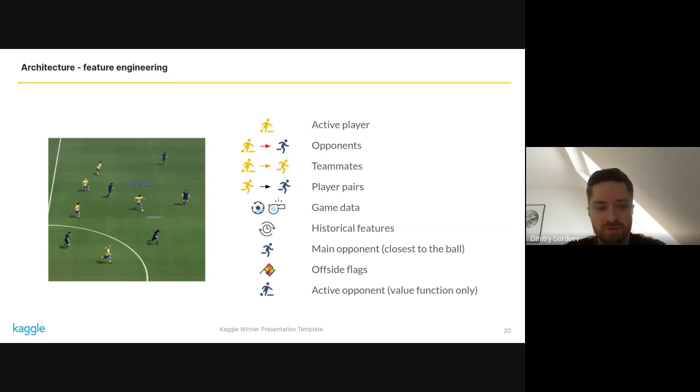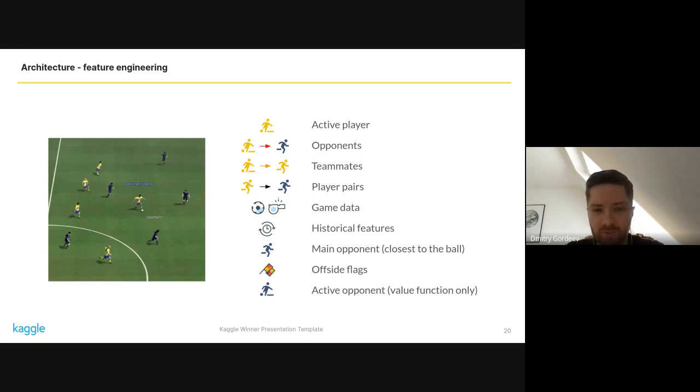And a few other blocks which are more general, like game data. So game mode, is it a penalty, is it a free kick, is it a throw-in, ball location, speed, and so forth. We also added some historical features. So for instance, if the agent decided to shoot, it might take up to several, I think 10, maybe 20, probably around up to 10 steps to actually perform the shooting. So it was helpful for the agent to learn that shooting was chosen before.